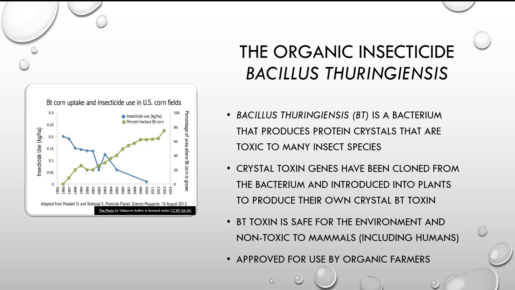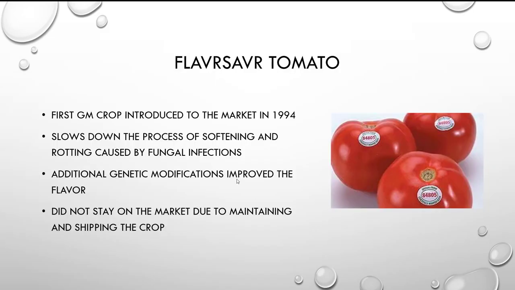There is an issue though with this particular corn: there are some insects that are evolving to become resistant. So evolution continues. Some insect species are evolving to be able to eat the BT corn, even though the BT corn is producing these crystals that are supposedly toxic, but some insects are developing a resistance to the toxin. Okay, so that's BT corn. And then finally we have Flavr Savr tomatoes.